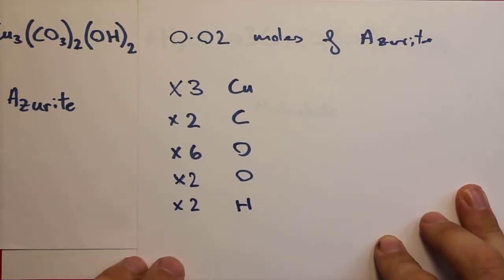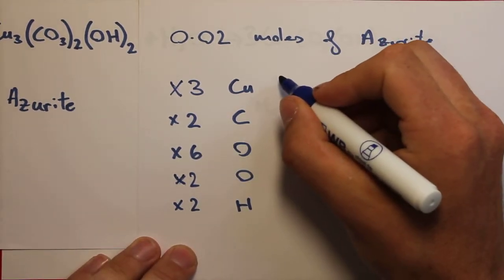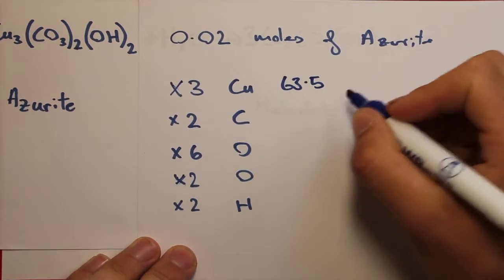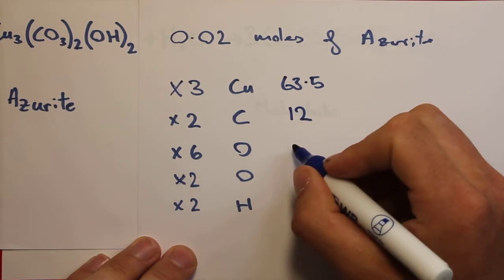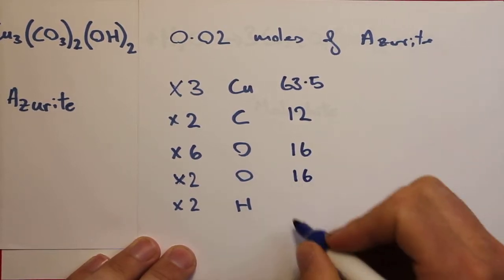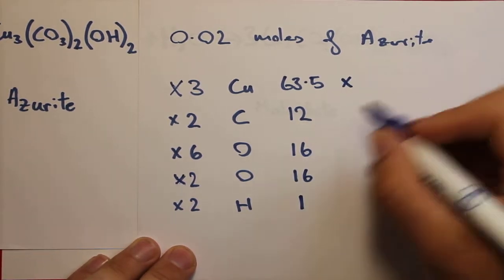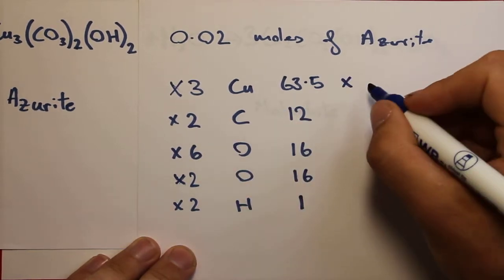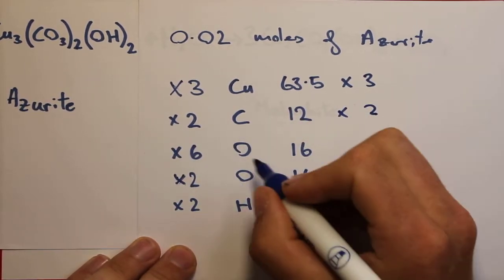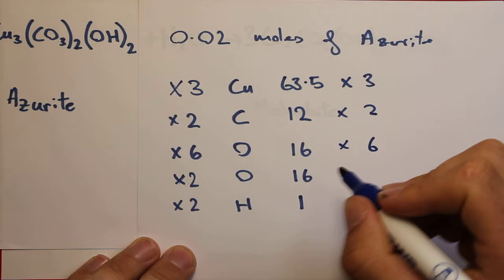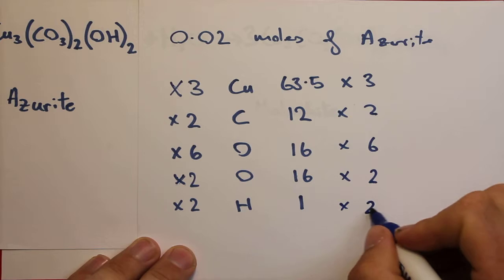Now we go to our periodic table, we find our relative atomic masses for each of these. We can see that for copper it's 63.5 grams per mole. For carbon it's 12, oxygen it's 16, 16 again for oxygen, and just 1 for hydrogen. Now we're going to multiply these by the number of atoms that we have in each. So we've got 3 coppers, 2 carbons, 6 oxygens, and another 2 oxygens, and 2 hydrogens.